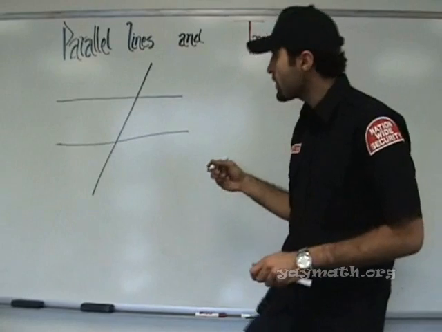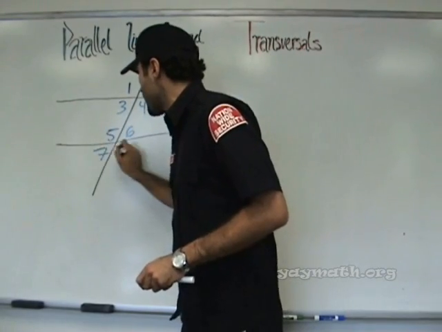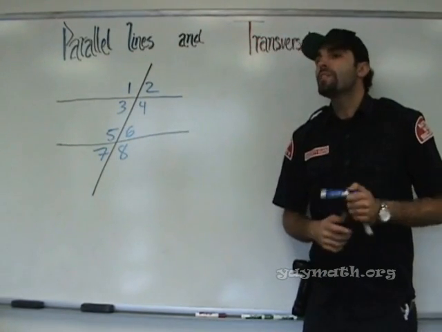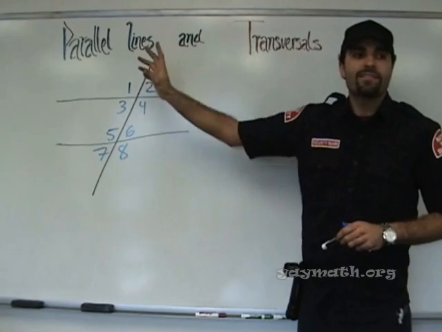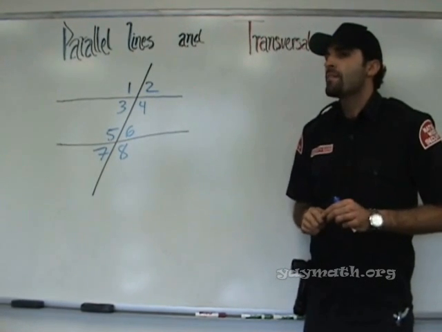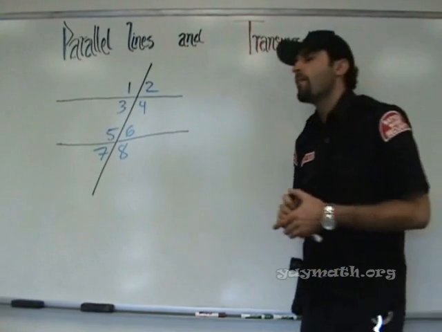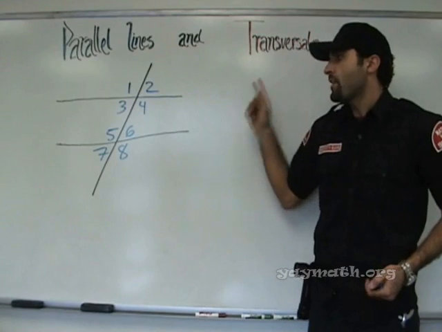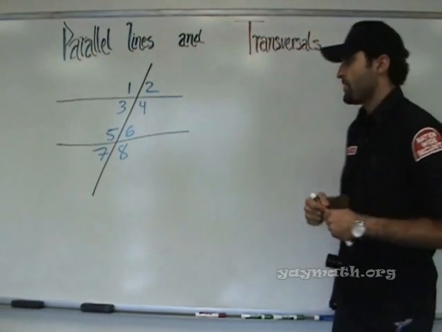Let's mark them off. 1, 2, 3, 4, 5, 6, 7, 8. Now, if you're standing on the corner of angle 1, the top left, it's kind of like standing on the same corner as angle 5. If you're at 1, it's kind of like 5. If you're at 2, it's kind of like 6. If you're at 3, it's kind of like 7. If you're at 4, it's kind of like 8. Those angles are called corresponding angles. So please write that.